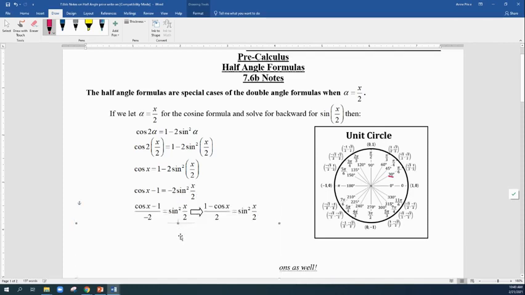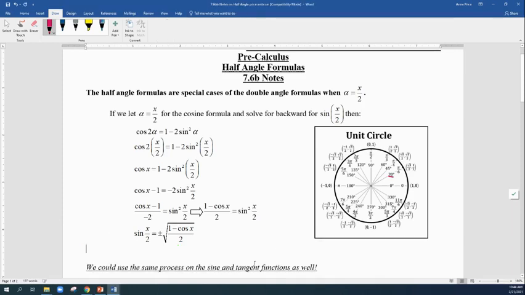You'll see that step right here on your notes. Yes, it looks a little intimidating, but I'm going to switch it around and move the negative from the denominator to the numerator, making it 1 minus cosine x over 2. That will equal sine squared of the half angle x over 2. What we do with that last piece is solve for the sine of x over 2, which is what we're looking for.